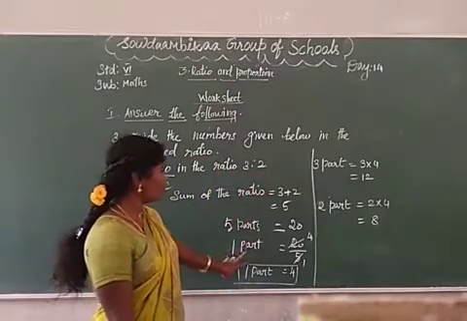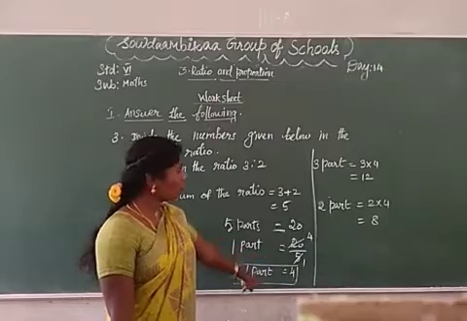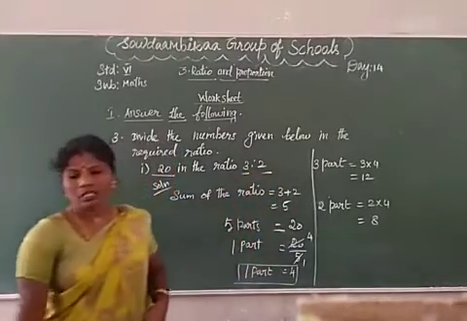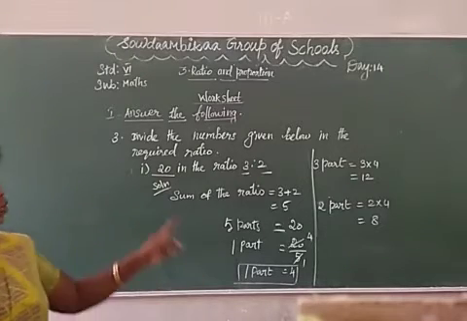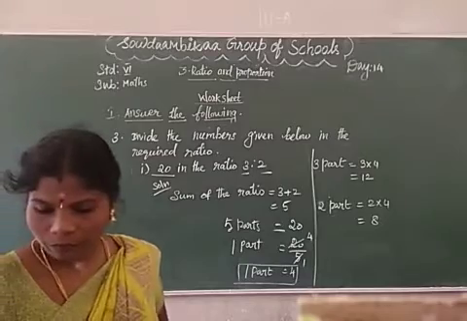Okay, first find out the total parts. 5 parts equal to 20. Then find the 1 part, 4. Now next find the 3 parts and 2 parts. Okay, 3 parts 12, 2 parts 8. Okay, next sum.